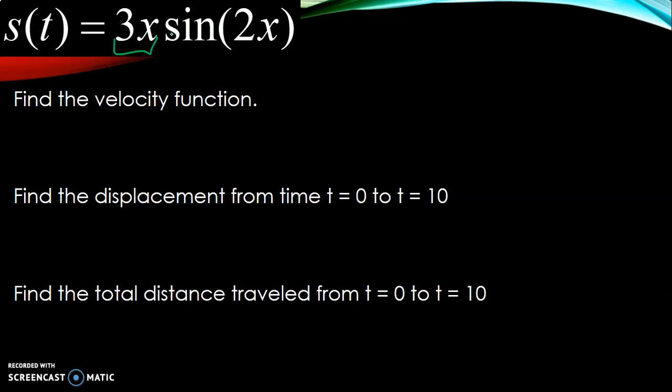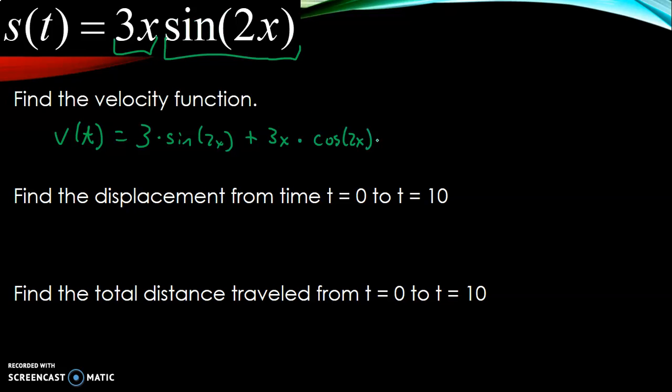In this case, we have two functions, so we're going to need to use the product rule. So I'm going to have the derivative of 3x, which is 3, times sine of 2x, plus 3x times the derivative of sine of 2x. So the derivative of sine is going to be cosine of 2x, and then chain rule, derivative of 2x is 2. So I can make this all together be 6x cosine of 2x.